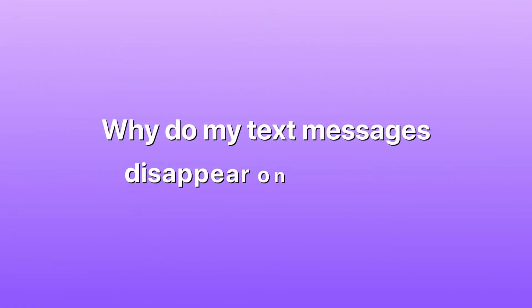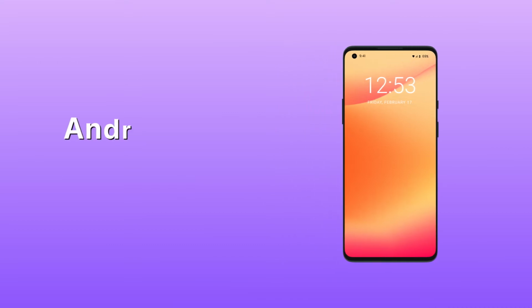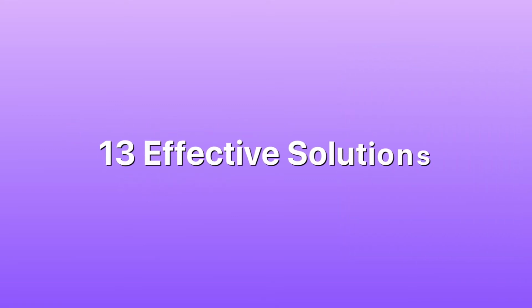Why do my text messages disappear on Android? There are a number of reasons that may cause the issue. It can be an accidental deletion or loss, recent app updates that affect your text messages, date and time settings on your phone are not updated, an Android system or app version that needs an update, and many others. No matter what the reason is, this video will share 13 effective solutions to fix this problem.